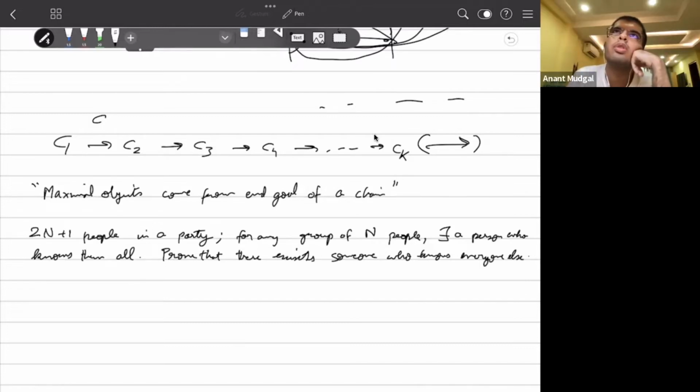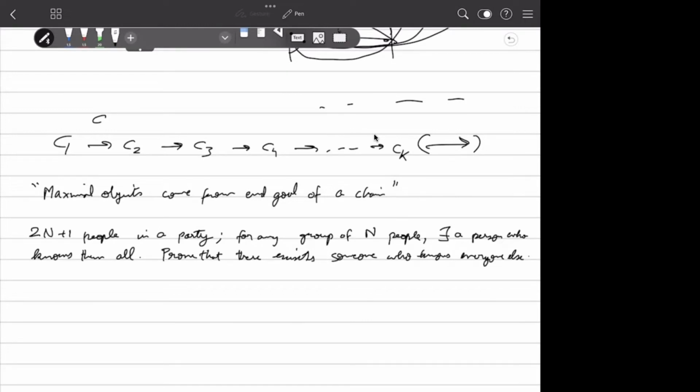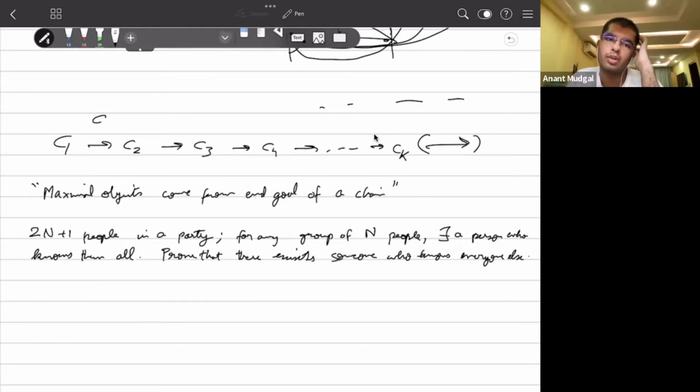Okay, so you're saying in any group of n plus 1 people, let's say there would be someone outside this group who knows all of them. Is that your claim? Yeah, like within that n plus 1 people. Within that n plus 1 people, someone knows all of them. Okay. I'm not sure I follow your claim. So are you saying that given n plus 1 people, there exists someone inside this group who knows all of them, or someone outside this group who knows all of them?